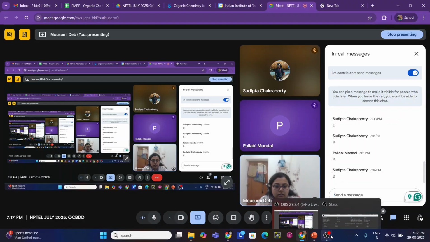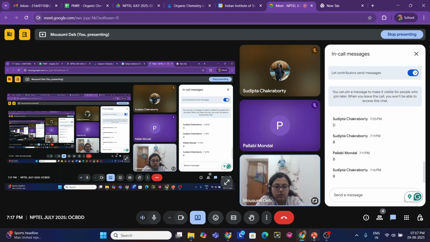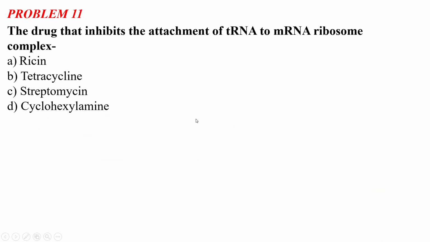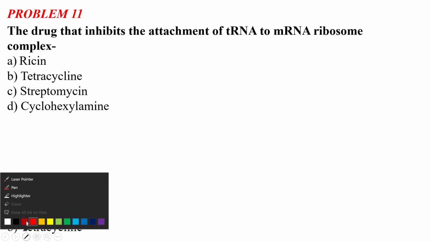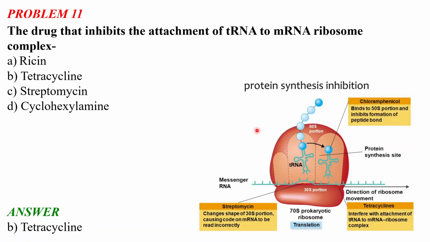Okay, I got one answer which says it's number B. Let me check if number B is the correct answer or not. Yes, it is number B, tetracycline. Tetracycline is the drug that inhibits the attachment of tRNA to the mRNA ribosome complex. So there are several drugs that inhibit protein synthesis, and these drugs are very important as antibacterial therapeutics.